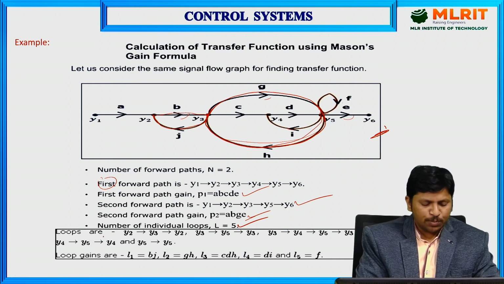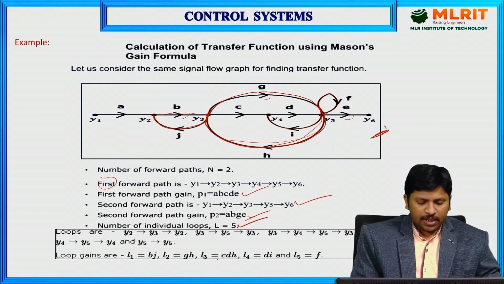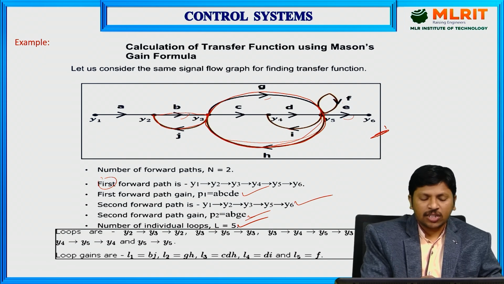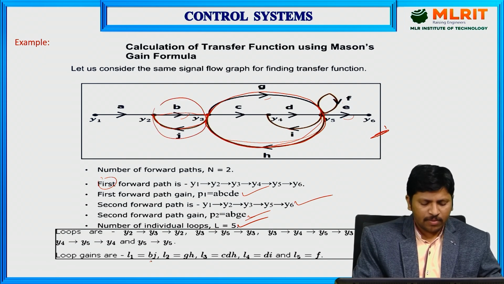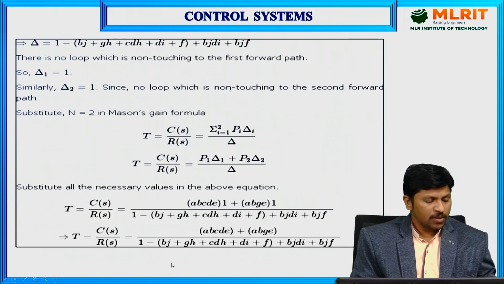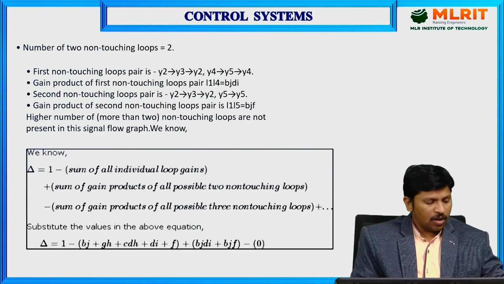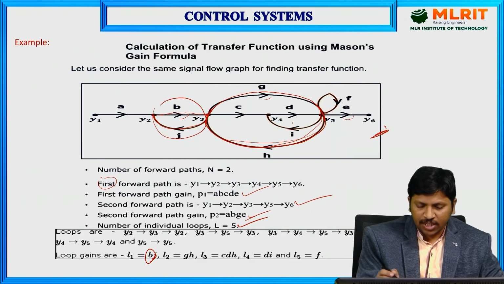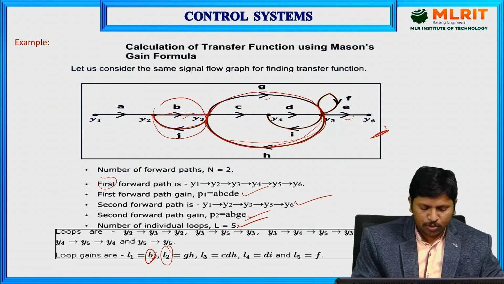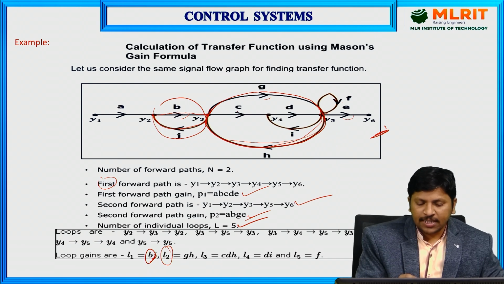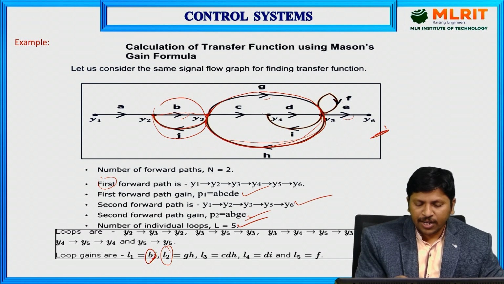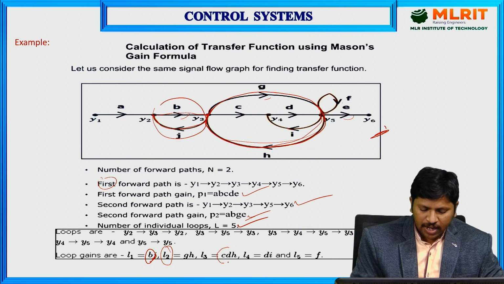Next, the loop gains. The gain of this loop 1 is B J. Loop 2 gain is G H. Loop 3 is from here to here: C, D and H.